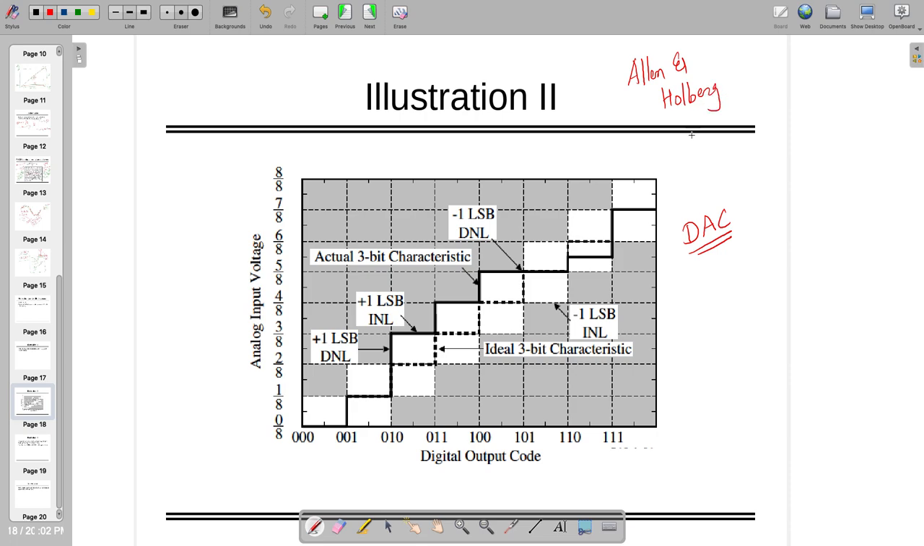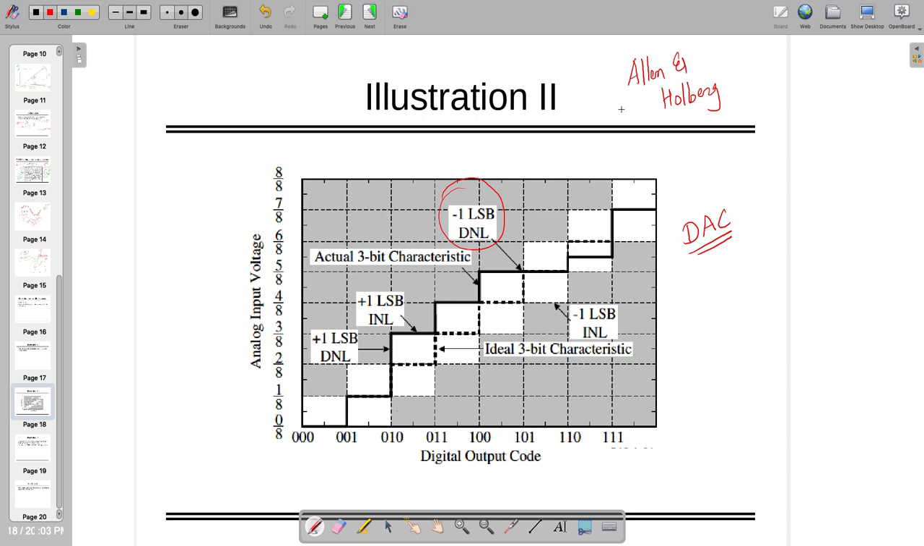You can use this book. This book is very simple. Allen Holberg. Right? So at different instances, you can find out how much INL or DNL you are getting. Sometimes at zero, sometimes you are getting minus also. So you need to look at that. If you want to see, there is a solution for the entire book. If you want, I can forward it to you. It was done by Allen Holberg himself.